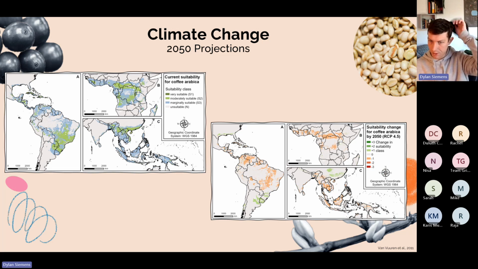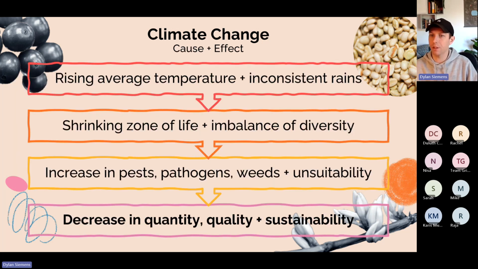So this is just a comparison of different areas where the classes will change. I'll let you go read this study if you want to. But basically, there's rising average temperatures and inconsistent rains. Humans are ultimately causing this, right? And so this effect is being realized on many crops, but it is particularly hurting coffee. All this is causing that zone of life to decrease. We're seeing an increase in pests, pathogens, and weeds, which contributes to unsuitability. All of this is decreasing the sustainability of growing coffee, right?